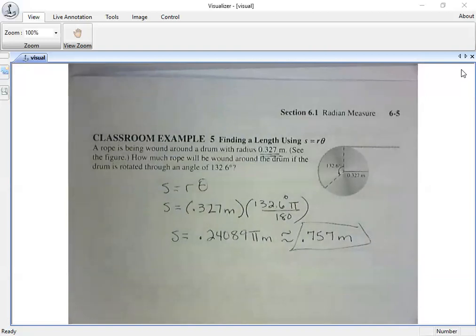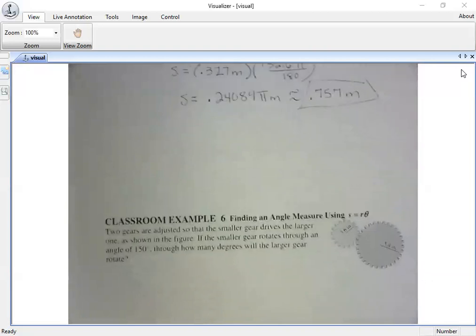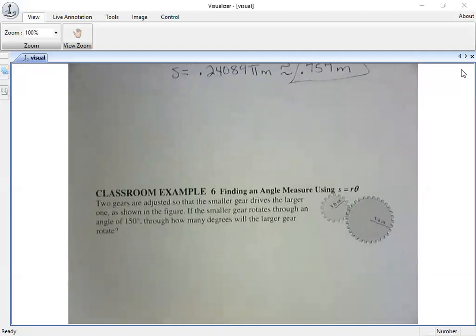Now, we've got one more example I think we'll look at, and then we'll probably pick up with area of a sector, which is going to be the back page of this when you guys come back next time. So this one, here's your sprocket question. You got 2 gears adjusted so that the smaller gear drives the larger one, as shown in the figure. If the smaller gear rotates through an angle of 150 degrees, through how many degrees will the larger gear rotate?